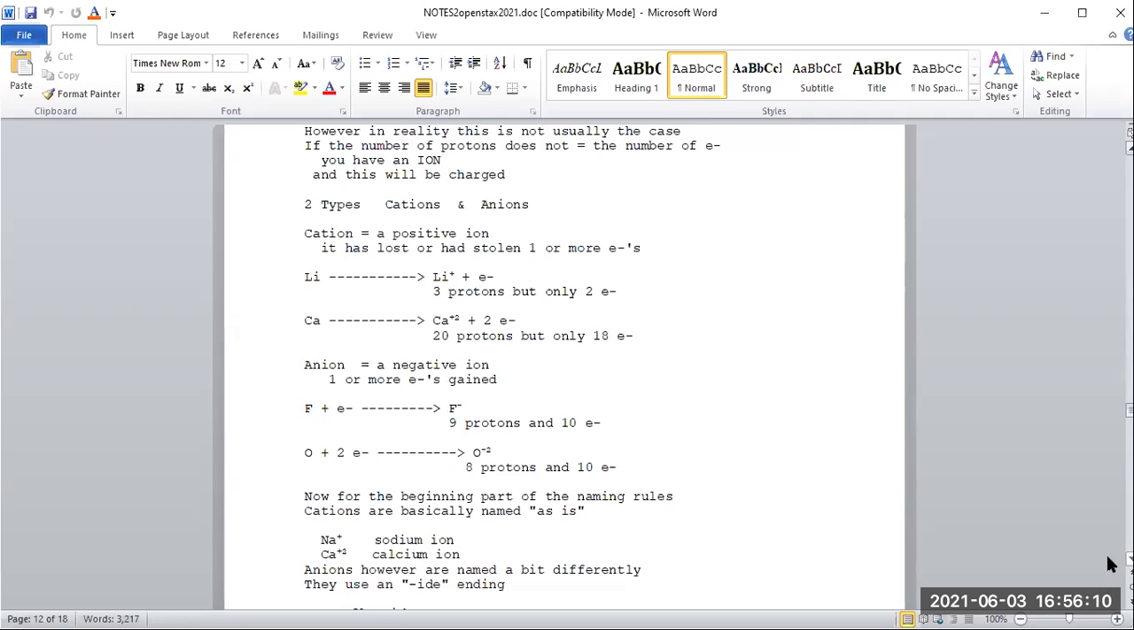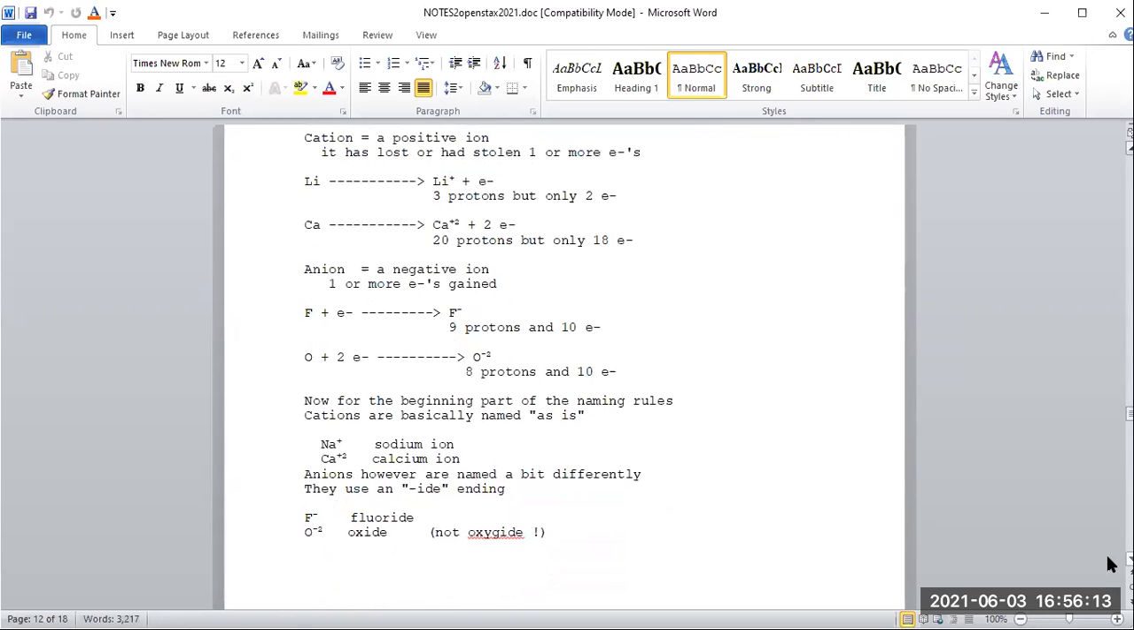How about the opposite end of it? What about the elements that like to do the stealing? How about fluorine? Fluorine has 9 protons and originally has 9 electrons, but it likes to go out and steal one from somebody. And this becomes an F minus. Oxygen likes to steal 2 electrons. Oxygen has 8 protons. If it goes out and steals 2 more, it now has 10. And now it has a -2 charge on it.